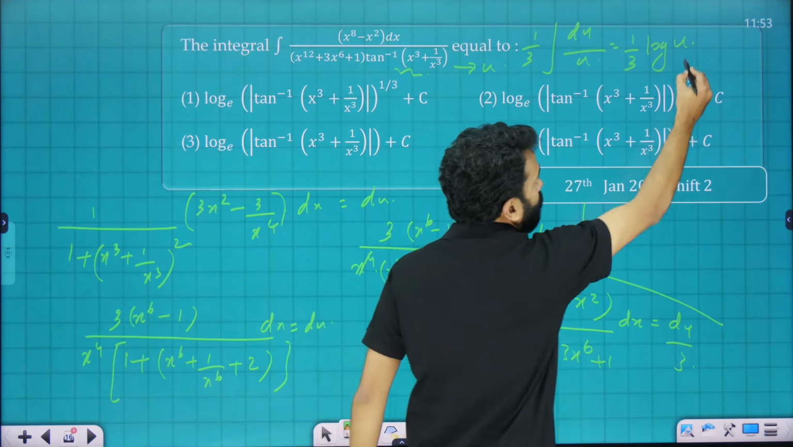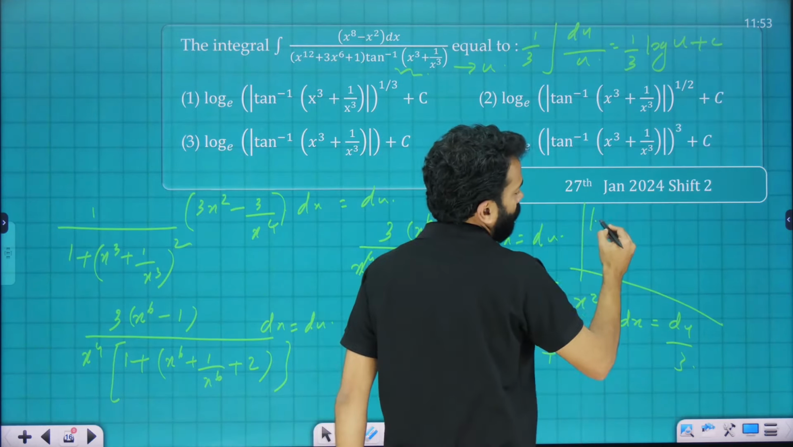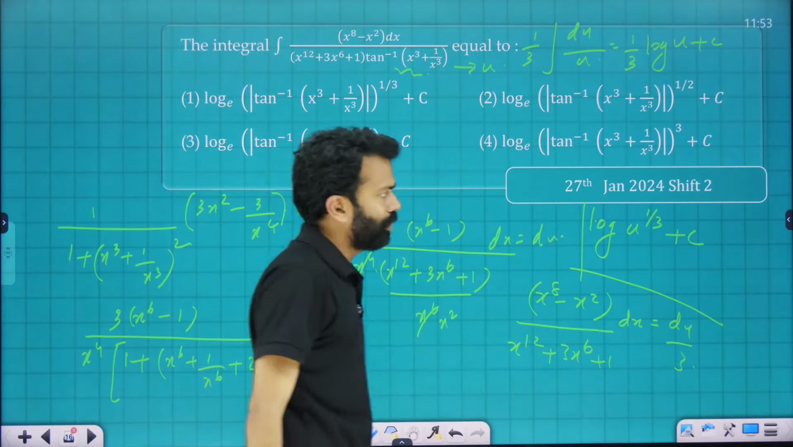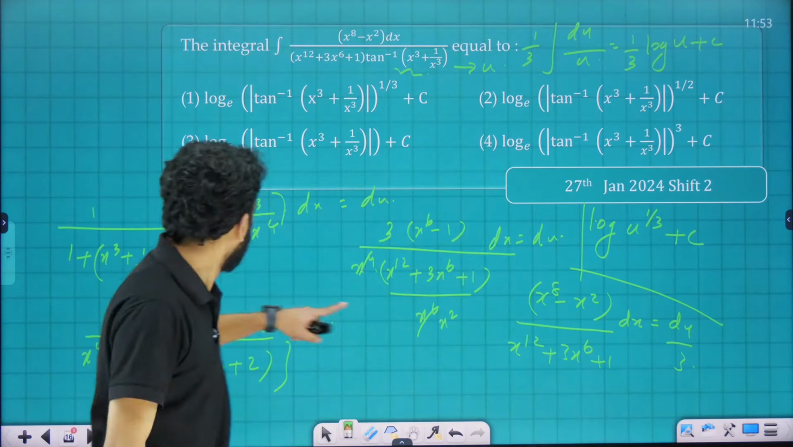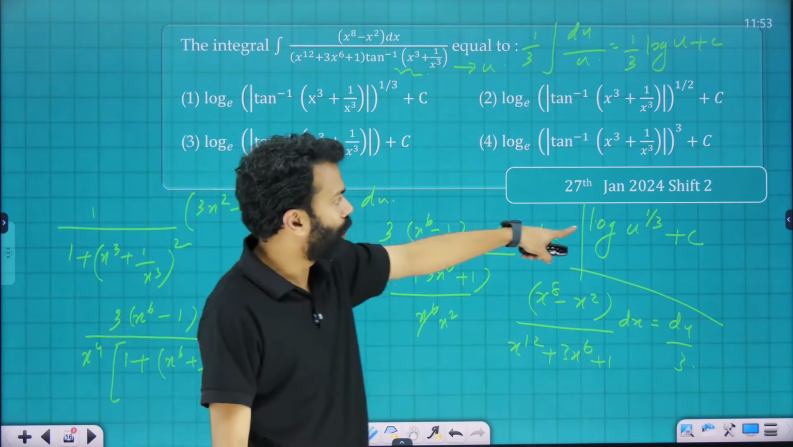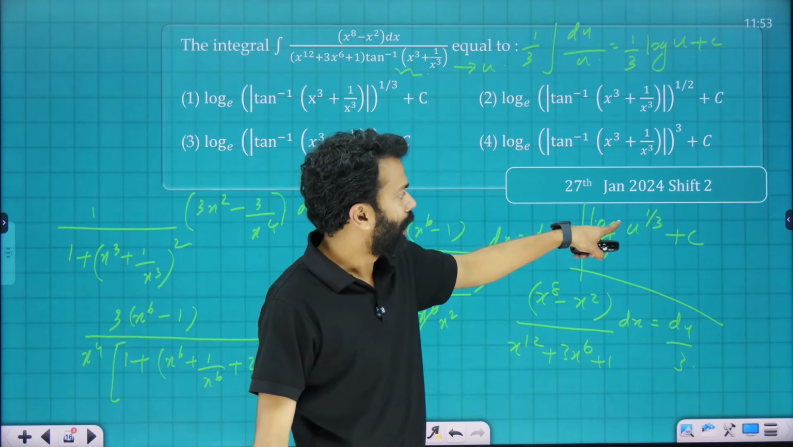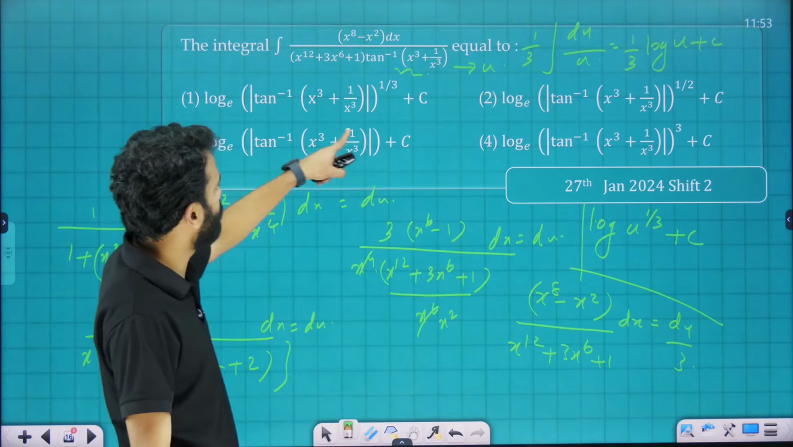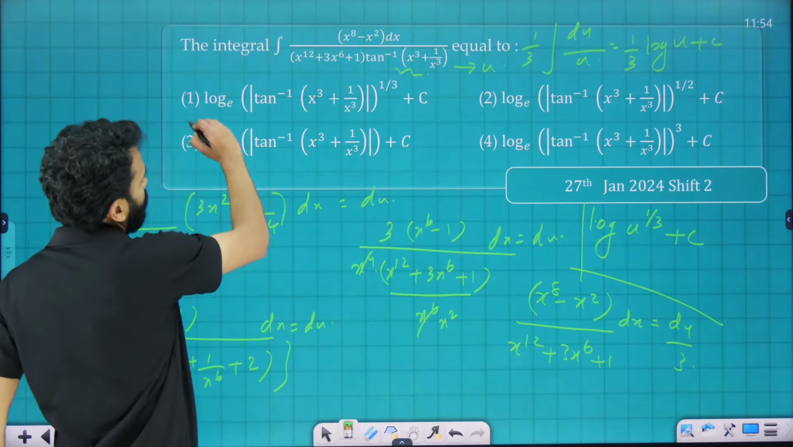Okay, that will be plus c. That can be written as log u raised to 1 by 3 plus c. There is no need of moving to the next slide. What was u? Tan inverse of (x cube plus 1) by x cube. Therefore, it will be log tan inverse of (x cube plus 1) by x cube, the whole raised to 1 by 3, plus c. That is this one. Option 1 is the correct answer.